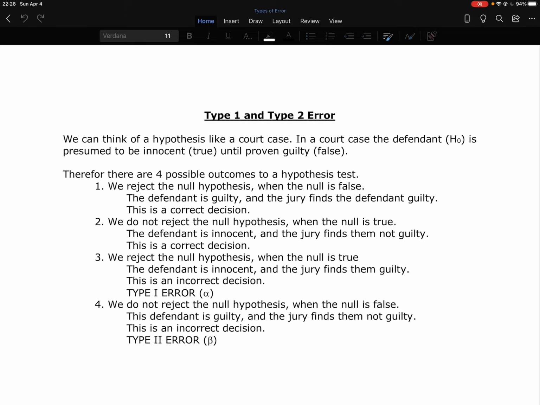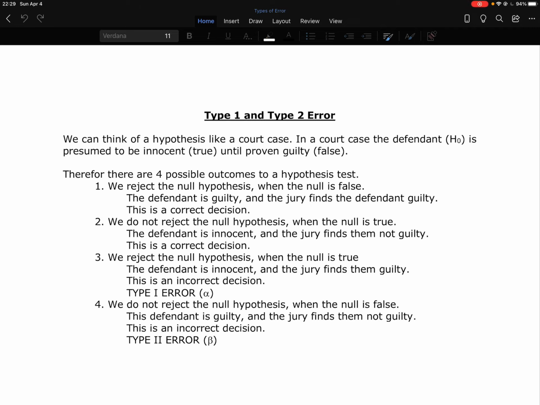The last possible outcome is that we do not reject our null hypothesis, but the null hypothesis is false. This is similar to if a defendant is guilty and the jury finds them not guilty. This is another incorrect decision. This is where the defendant who's on trial has committed the crime, but the jury says, nah, bro, you're good, and lets them walk out. This is what we call a type 2 error.